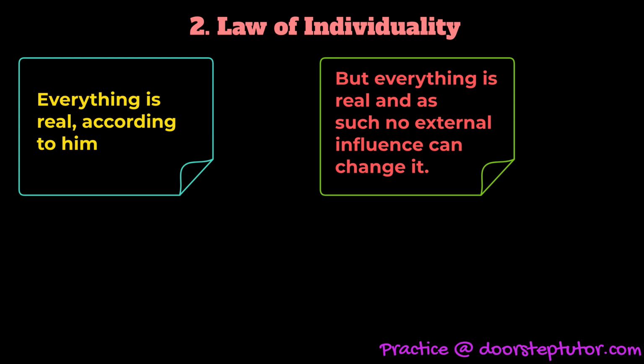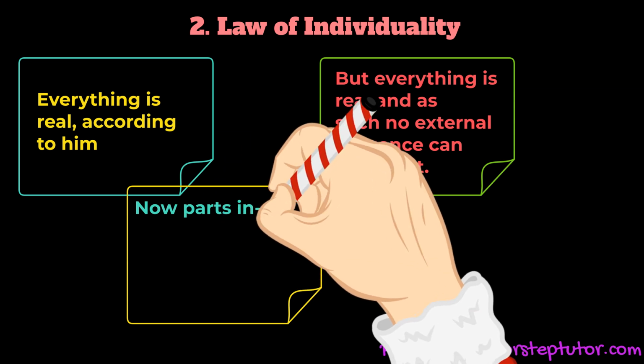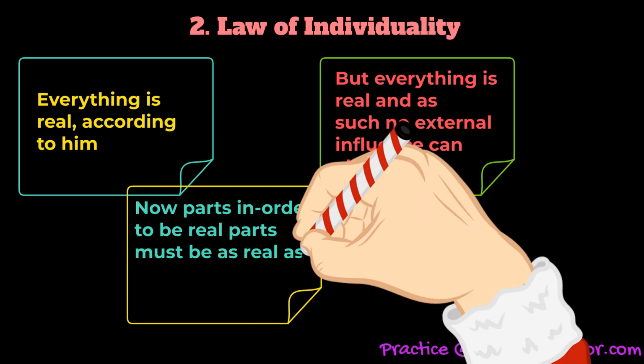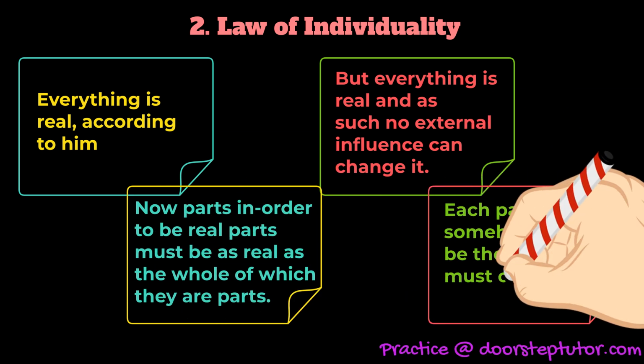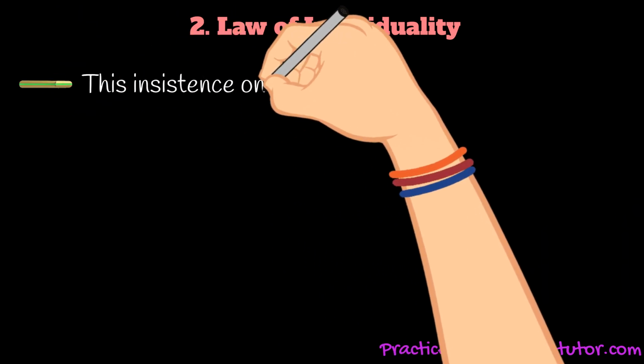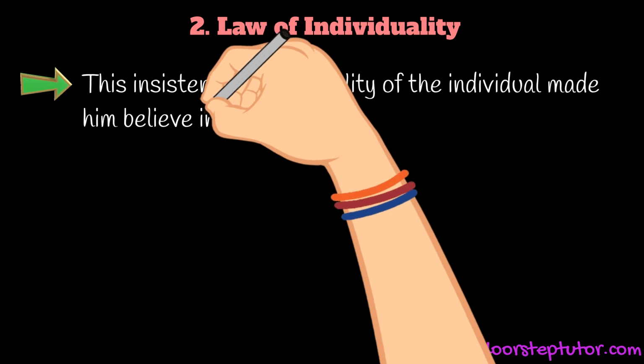This is because Spinoza gives us the whole, the blank universe from which the parts have disappeared. On the other hand, we have Leibniz, who says that the reality of parts is the real thing, and the extreme multiplicity of infinite experience, and by this he tries to determine their nature in order to discover the real parts of the real whole. Now, parts, in order to be real parts, must be as real as the whole of which they are the parts. Each part somehow must be the whole and must contain the whole. This insistence on the reality of individuals also made him believe in pluralism.